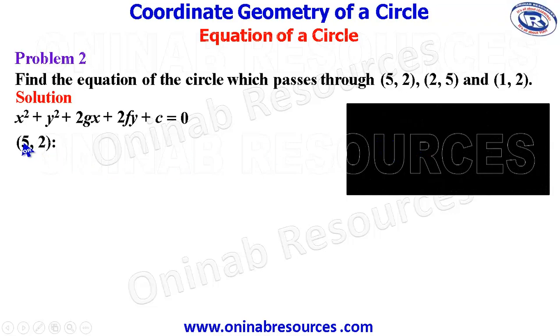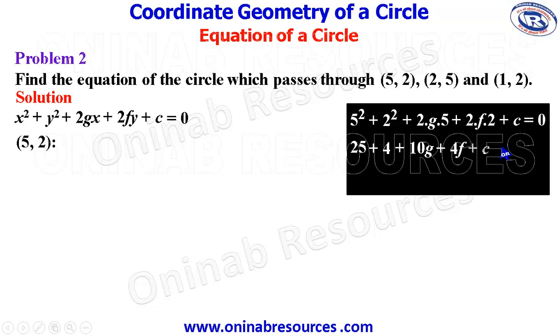We have our x to be 5 and our y to be 2. We substitute here. So which means 5 squared plus 2 squared, then plus 2 times g times 5, then plus 2 times f times 2, then plus c is equal to 0. This is 25 plus 4, then plus 10g plus 4f plus c is equal to 0. Please, this is not a point. We are representing it as multiplication. So dot product. Okay.